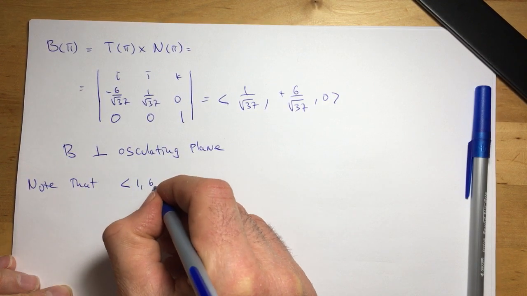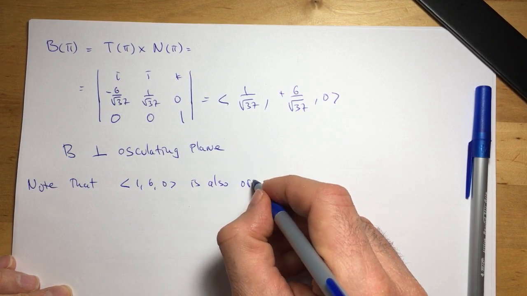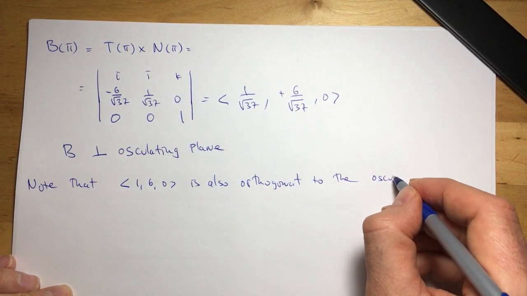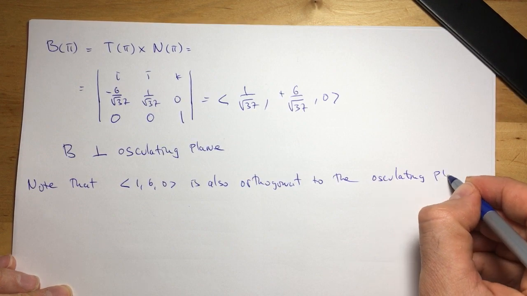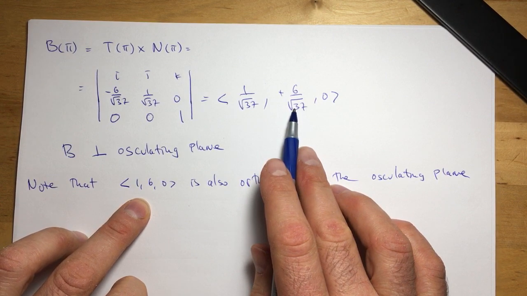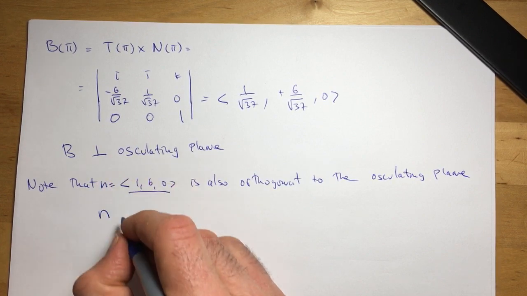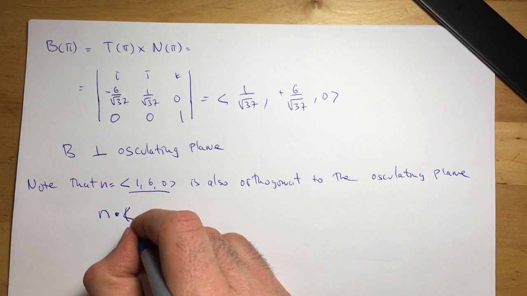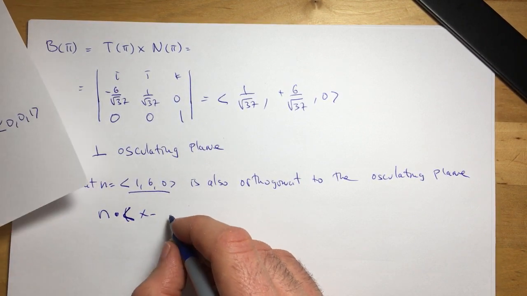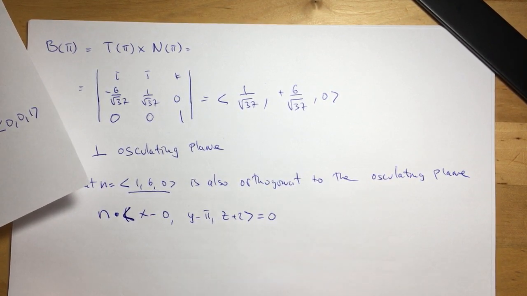Note that the vector 1, 6, 0 is also orthogonal to the osculating plane. Why? Because it's a constant multiple of the binormal vector. So I'm going to deal with this one, so I define this vector n dot product x minus, what was the point? At what point were we looking at this? x minus 0, y minus pi, z plus 2 is equal to 0.